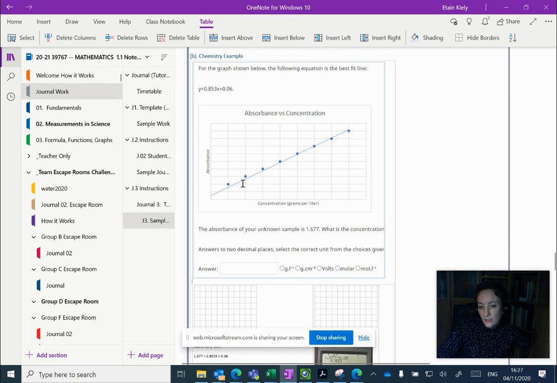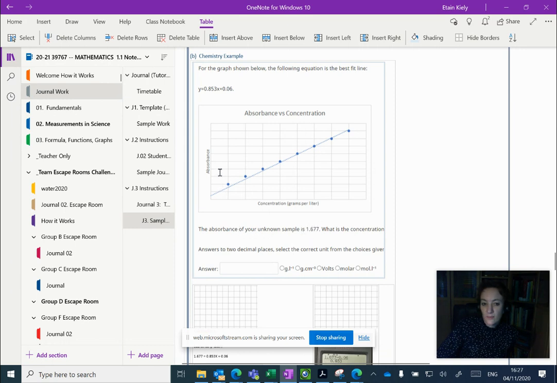It's a best fit linear line, so it doesn't go through all of the points, but it tends to have equal numbers on both sides. And Excel does a lovely job at doing that for you, which I'm going to teach you how to do. For now, we're just going to learn how to use this equation, if we were given the absorbance of an unknown sample, so we're given the absorbance value.